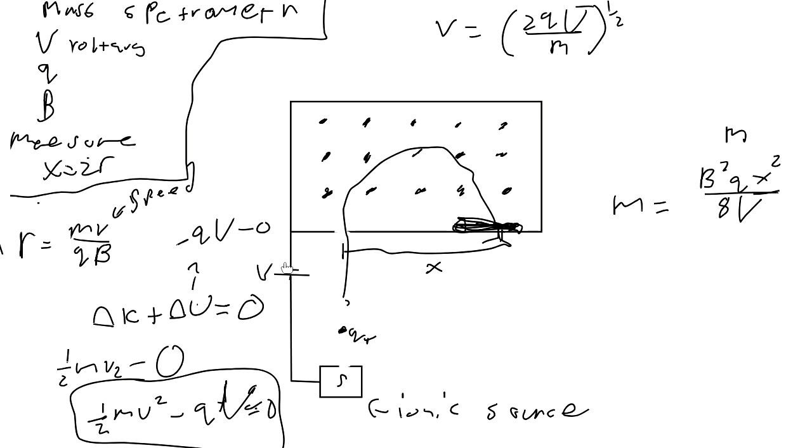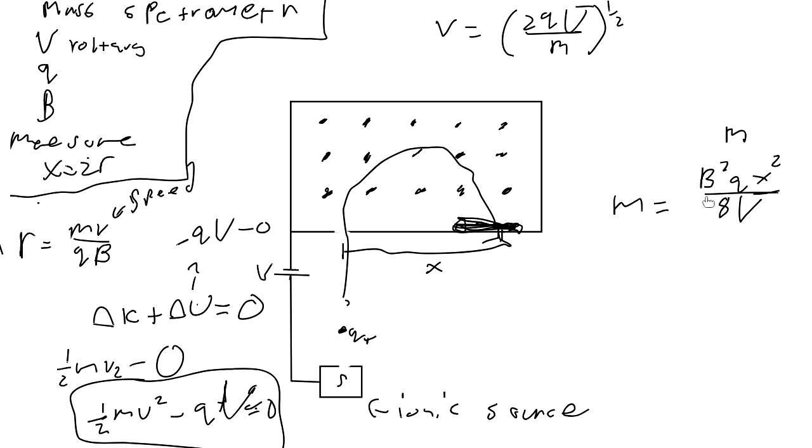The change in potential energy would be minus QV going through here, and that minus QV potential change would lead to going from 0 kinetic energy to all kinetic energy up here. And then using energy conservation, that lets you solve for the speed. And then once you have the speed, you can plug that back in here, and you have everything, right? And you can solve for M. And then when you solve for M, you get this expression.